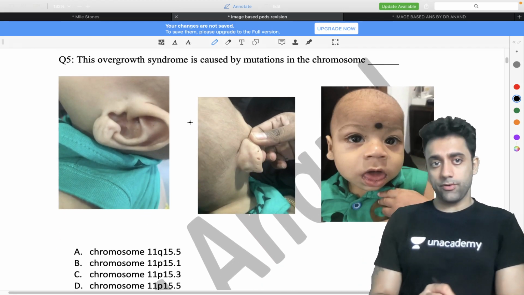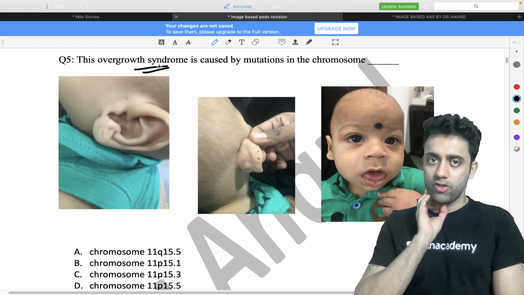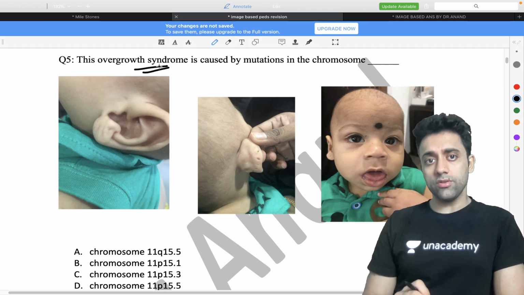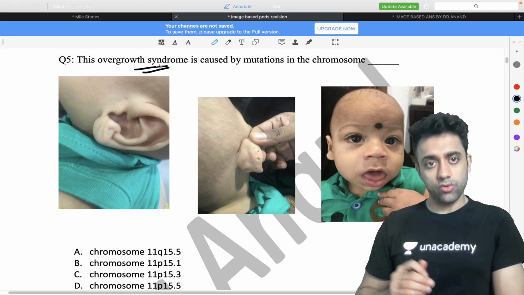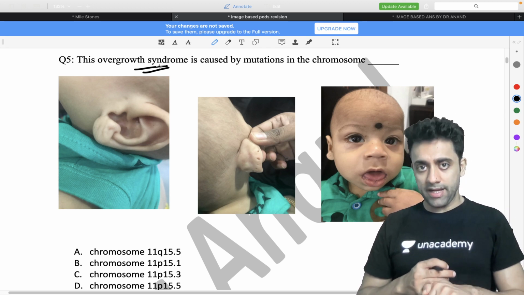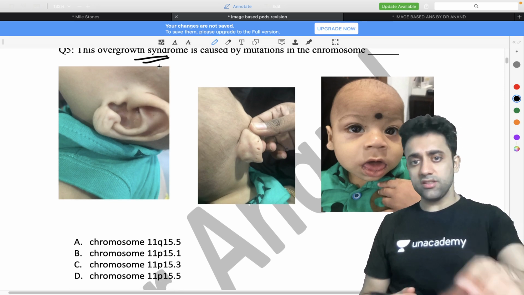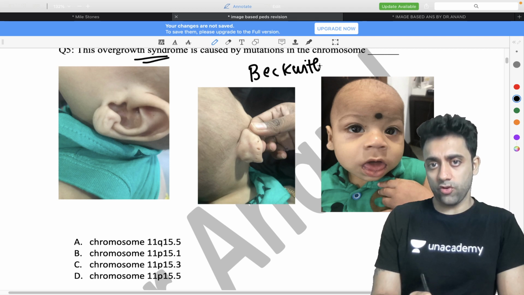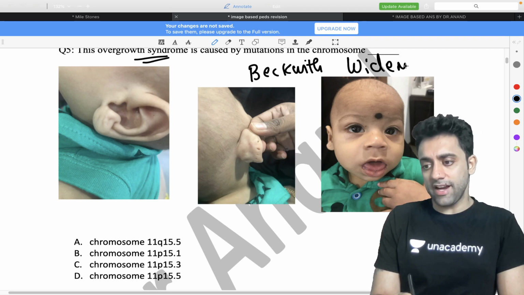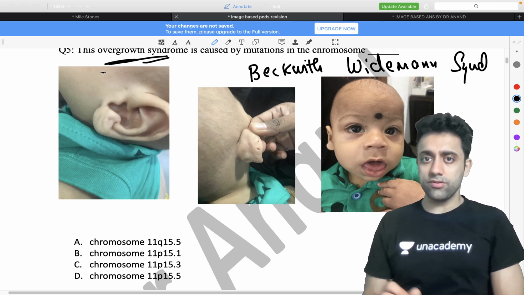This overgrowth syndrome, same question, same pictures, same Beckwith-Wiedemann syndrome, but the question is changed. This overgrowth syndrome is caused by mutations in which chromosome? The options are A, B, C, D. First of all, this syndrome is nothing but our Beckwith-Wiedemann syndrome, and I told you that in Beckwith-Wiedemann syndrome the baby will be heavy, so we call it an overgrowth syndrome.